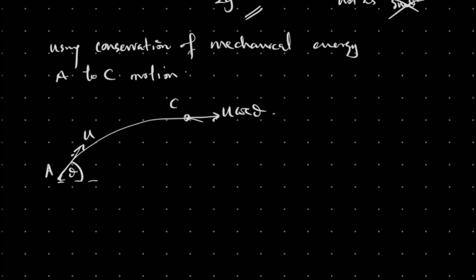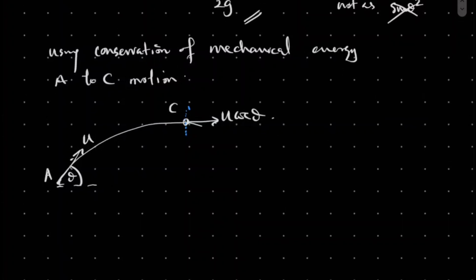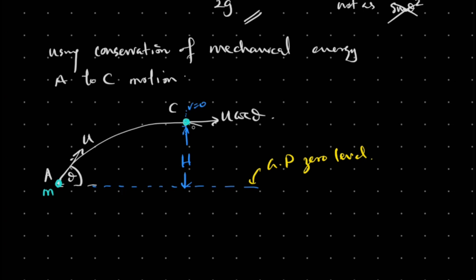there being no horizontal acceleration. The vertical acceleration is there, so the vertical velocity changed throughout the motion, but it returned to zero at that top point. This height is what we are looking for, and this is our horizontal level. I'm going to consider a zero level for gravitational potential energy. That means the gravitational potential energy for a mass at that level is going to be zero. So we are throwing a certain mass, and this is the mass that we are throwing.